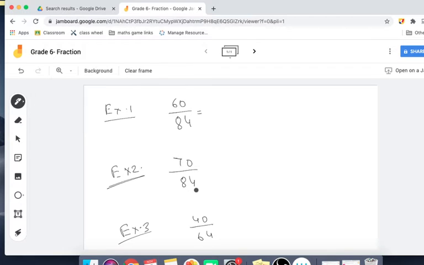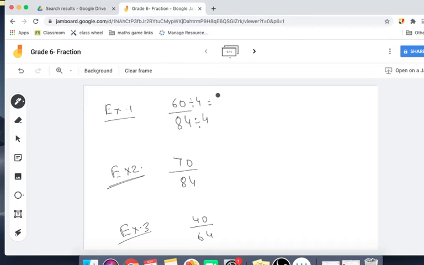Hope you have done it. So I will be explaining the same. 60 divided by 84, how can we reduce this fraction? If we divide both numerator and denominator, let's say it is divisible by 2, it is divisible by 3, it is divisible by 4, right? So let's start with 4.